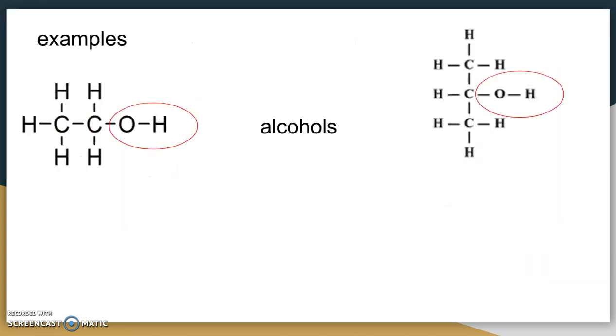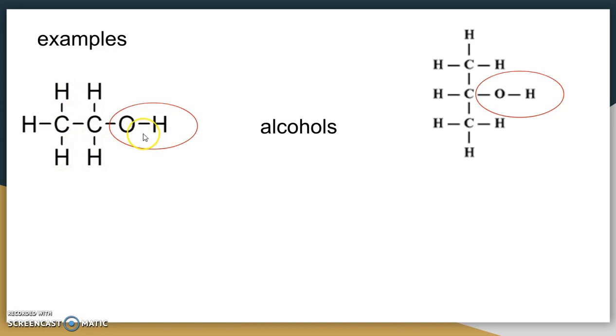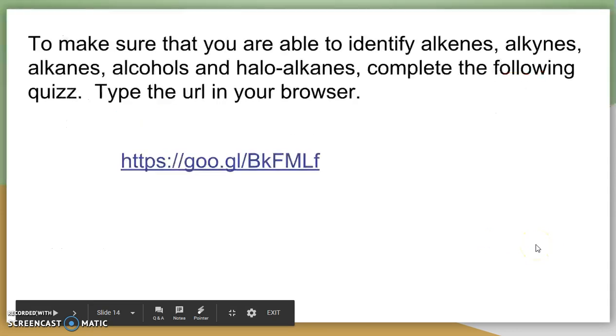How do they look? There is an example of an alcohol. Can you see there's your carbon chain? And there is your OH group attached to this one. Or there's another one, a carbon chain with the OH attached. If we name these, this one is going to be ethanol, ending with an OL for the alcohol. And this one is going to be propan-2-ol, ending with an OL to indicate the alcohols.